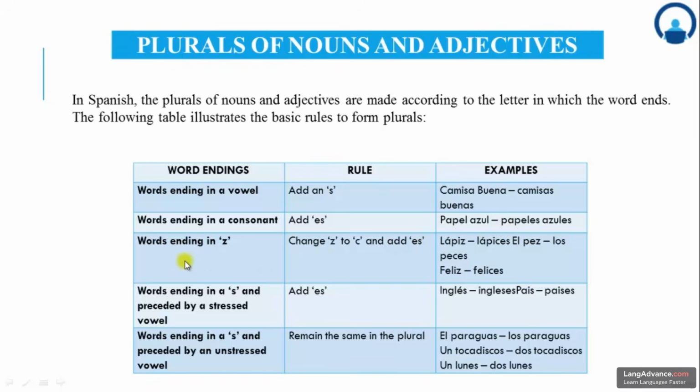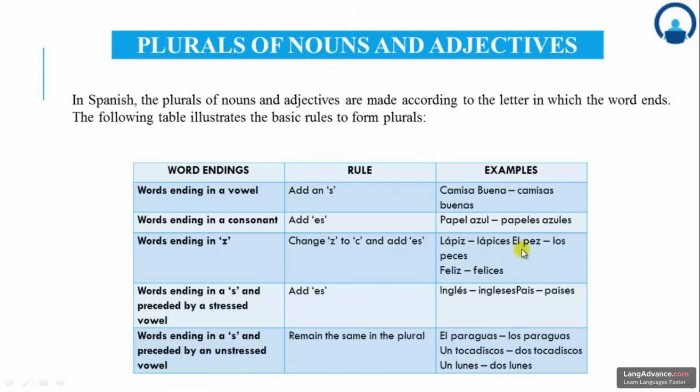Next rule. If the words are ending in the letter Z, then there's a special rule, and the rule is that you have to change this letter Z to C and then add ES. So for example, we have words like lápiz. You have to remove the Z at the end, replace it with C and then add ES. So it becomes lápices.